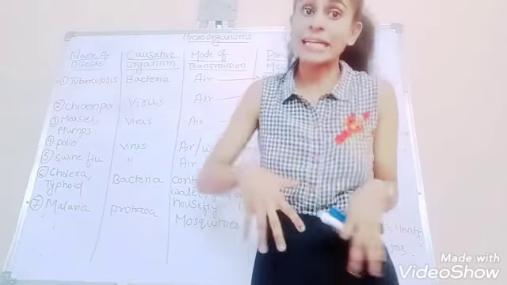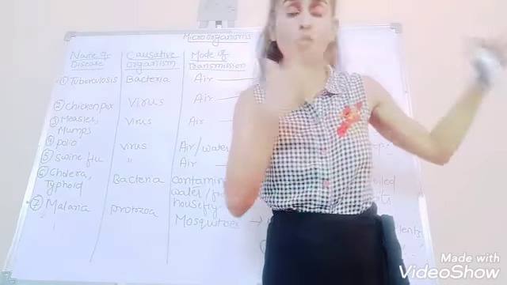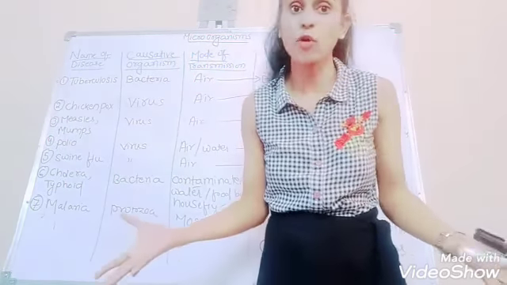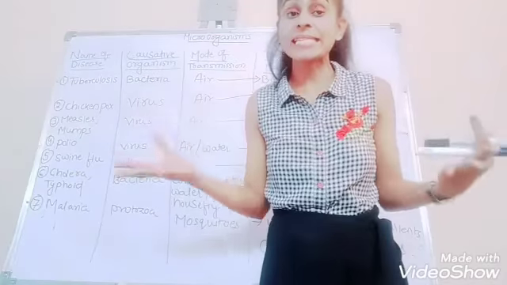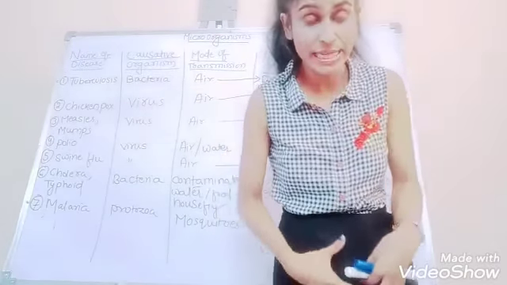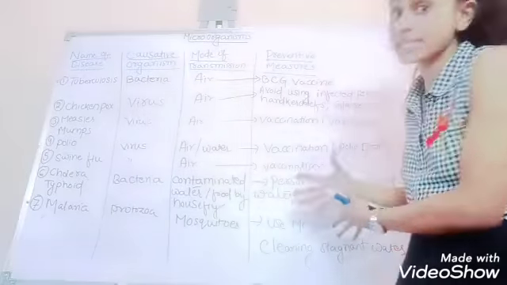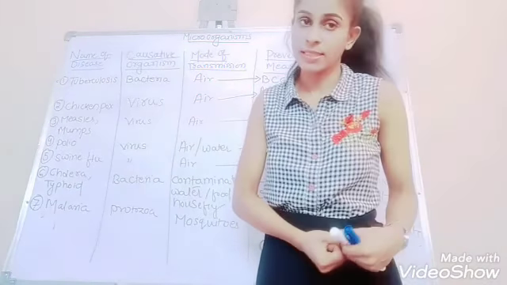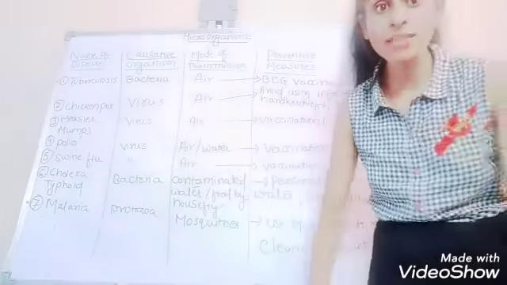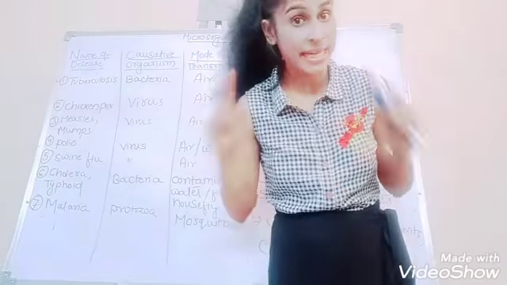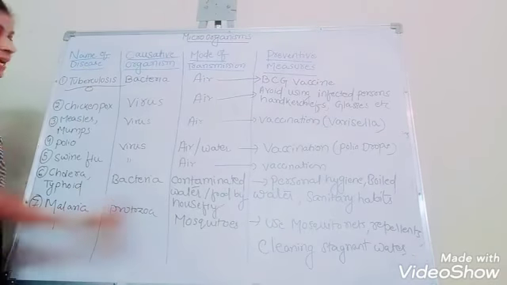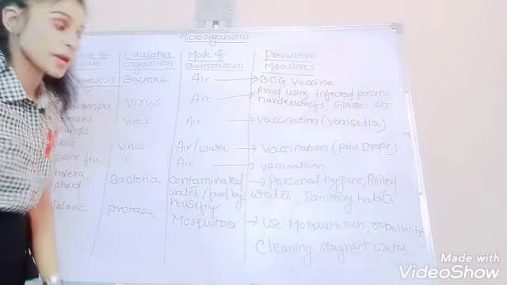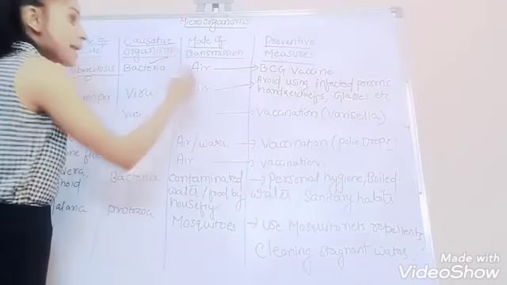How do we get the diseases, either from air, water or contaminated food and water? What exactly is the reason for getting that type of disease? And what preventive measures we need to take to get protection from such diseases. So let's discuss the first disease seen in the human body, which is tuberculosis. It is caused by bacteria.